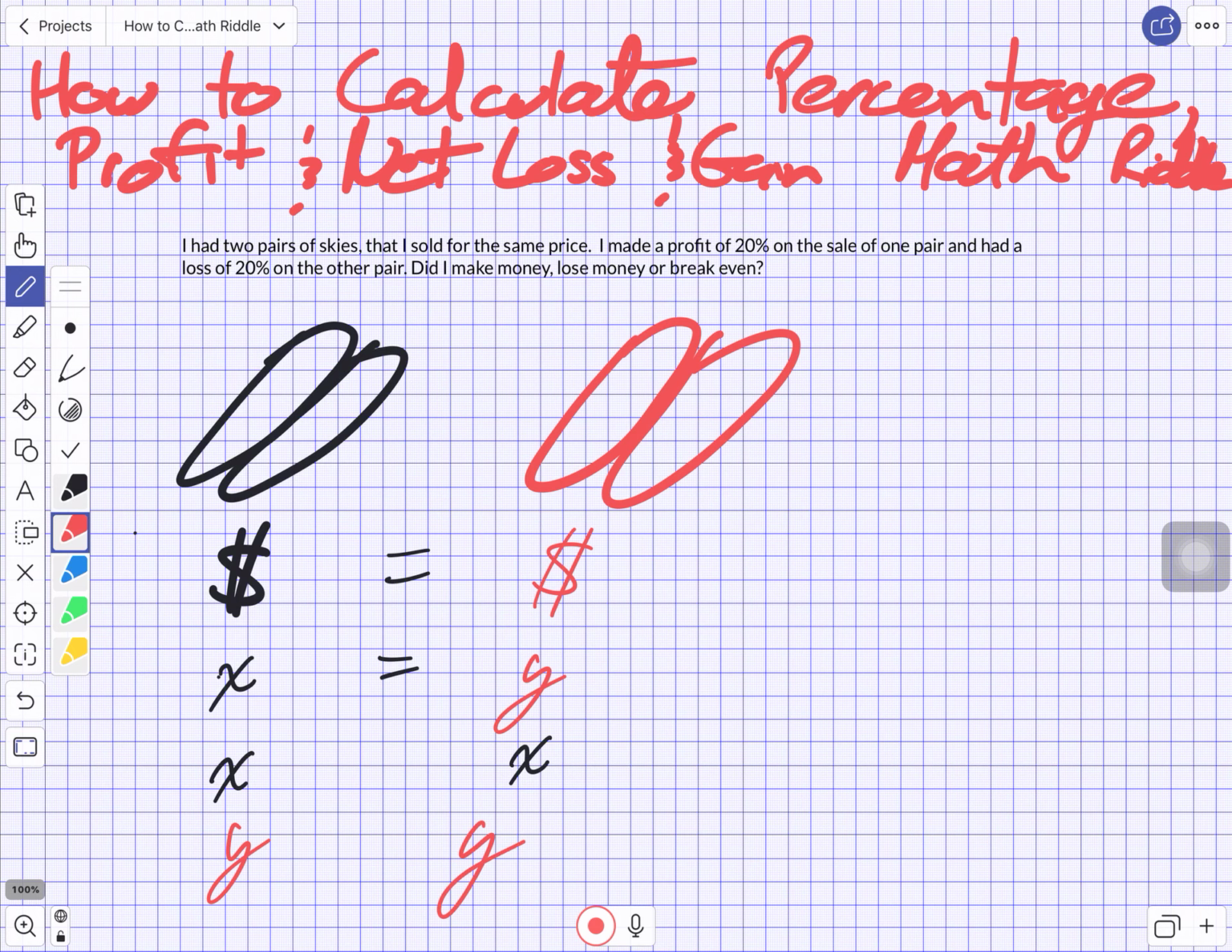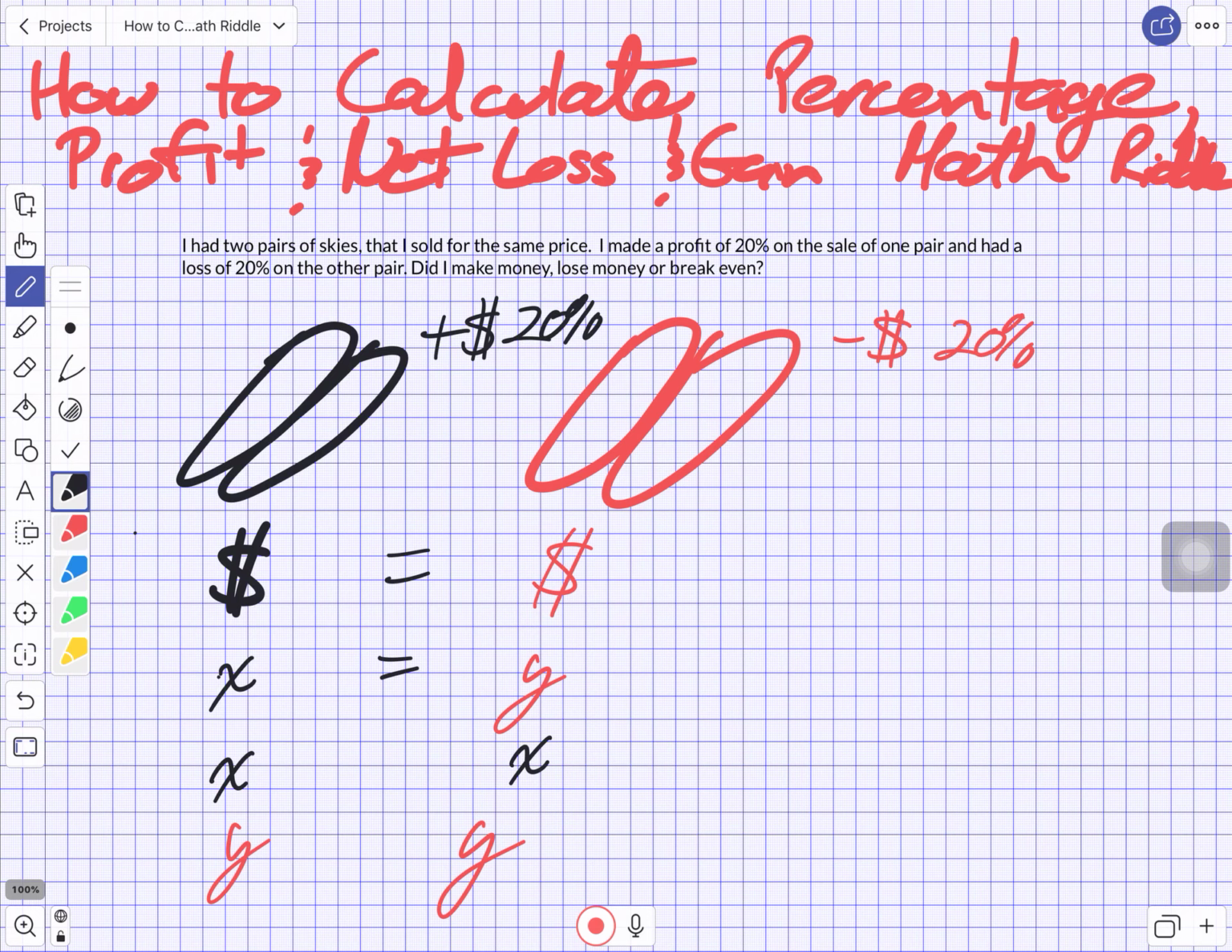What is important, though, besides the sale price, is the original price, okay? They said that they made a profit of 20%. So let's say these nice black skis are the ones where we made money, but the red skis is where we lost 20%, okay? So we lost money. We lost 20% on those, and we gained 20% on these, okay? The question is, did we make money, lose money, or break even?